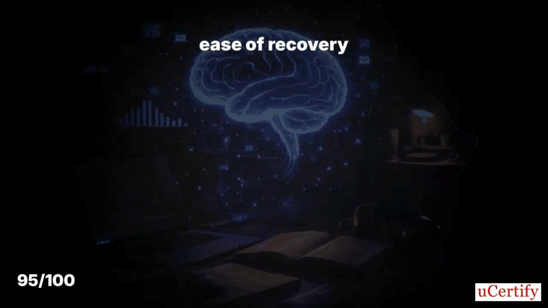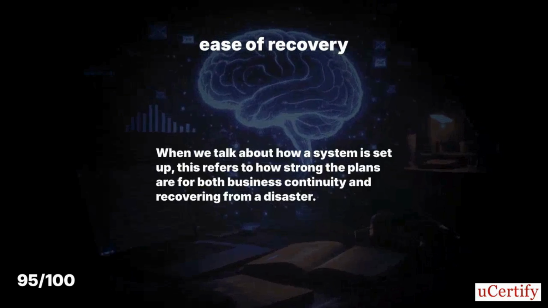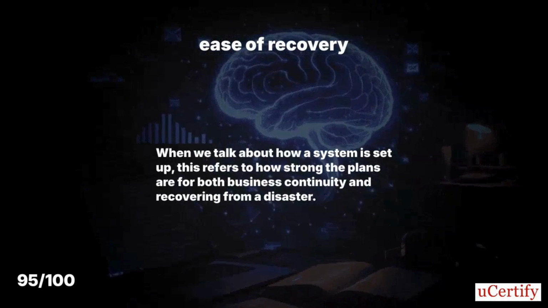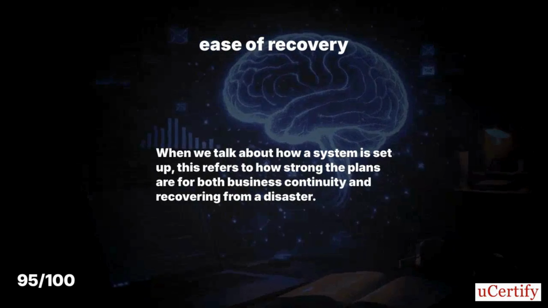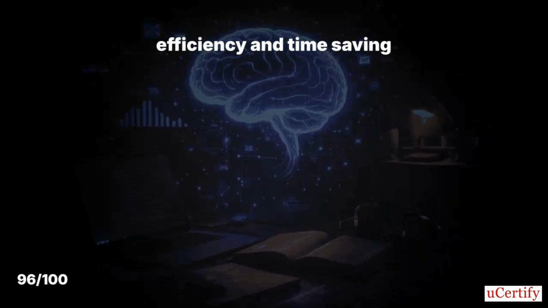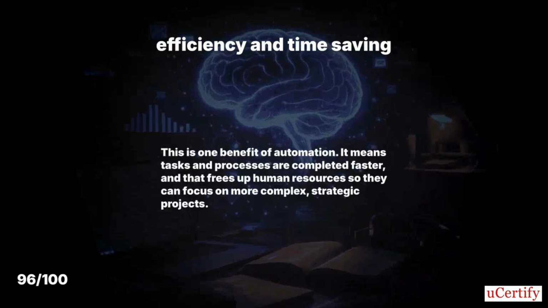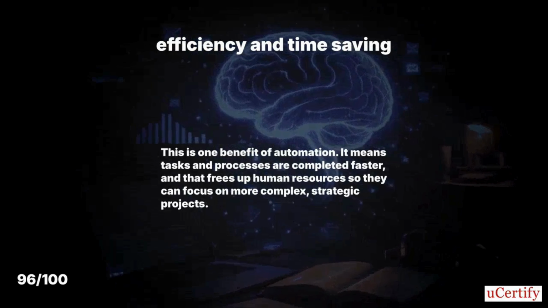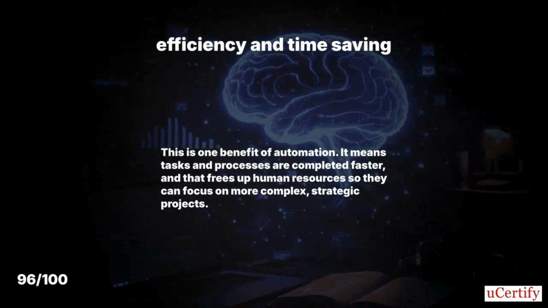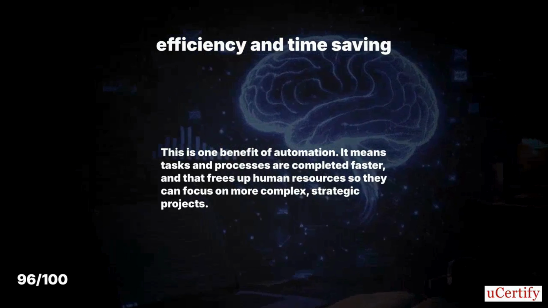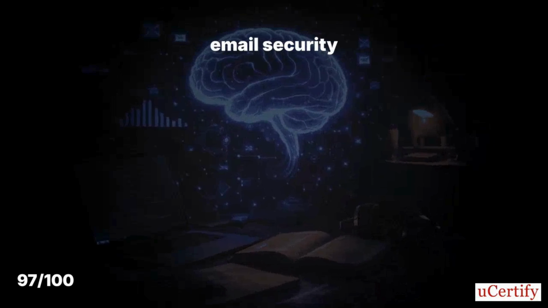Ease of recovery. When we talk about how a system is set up, this refers to how strong the plans are for both business continuity and recovering from a disaster. Efficiency and time saving. This is one benefit of automation. It means tasks and processes are completed faster, and that frees up human resources so they can focus on more complex strategic projects.